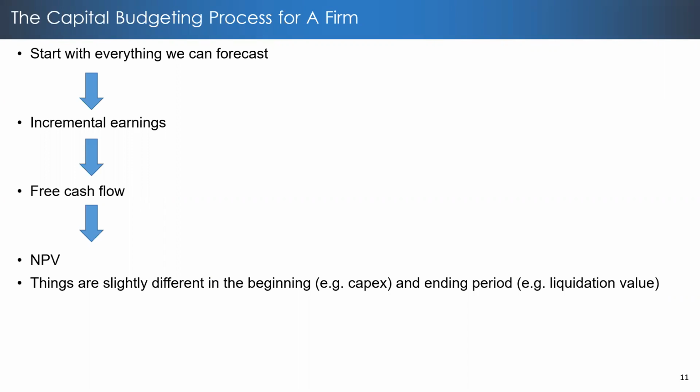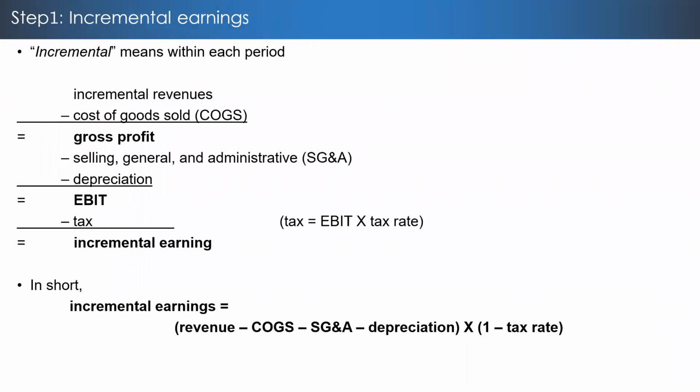And if we know the discount rate and it's constant across the years, then we can arrive at net present value. So we need to consider a couple of different things, especially for the beginning and the end of our project, and we will talk about that over here. Incremental earnings basically means within each period.